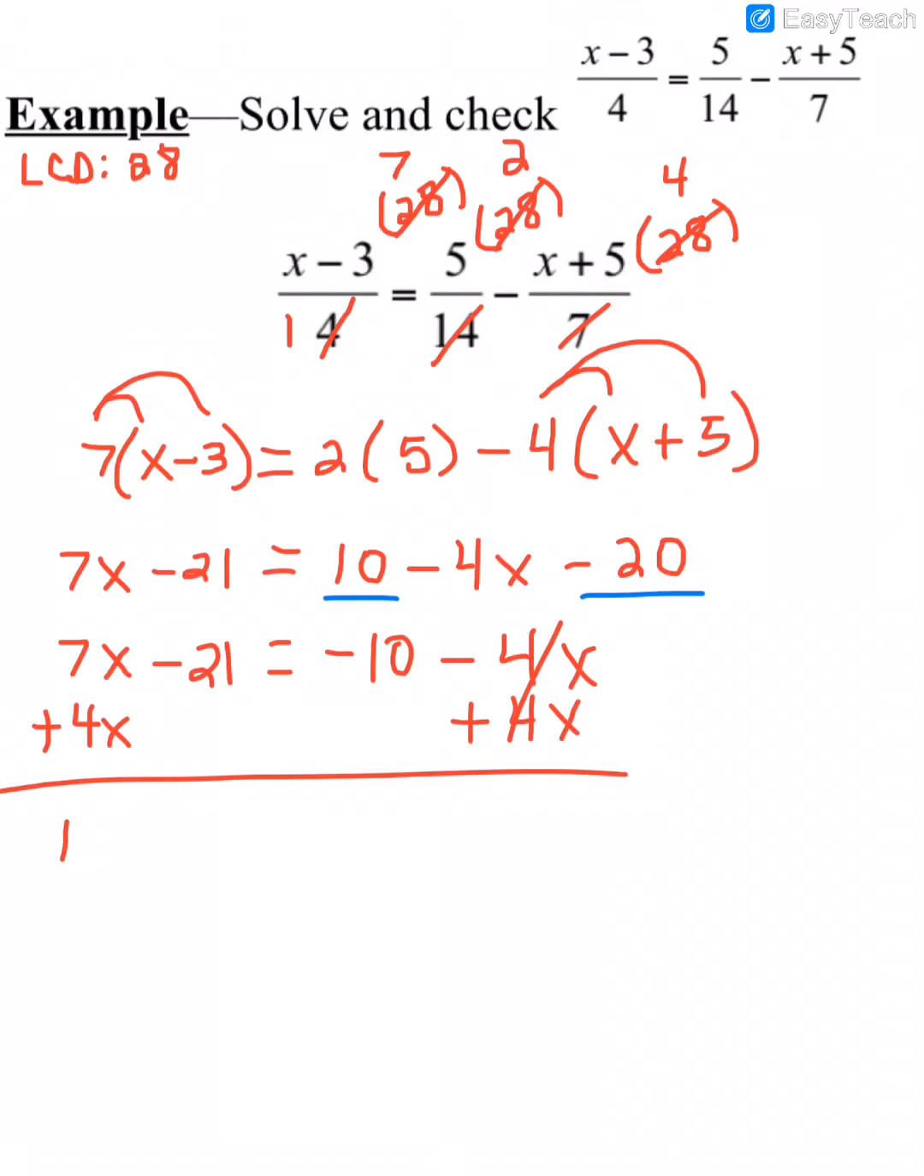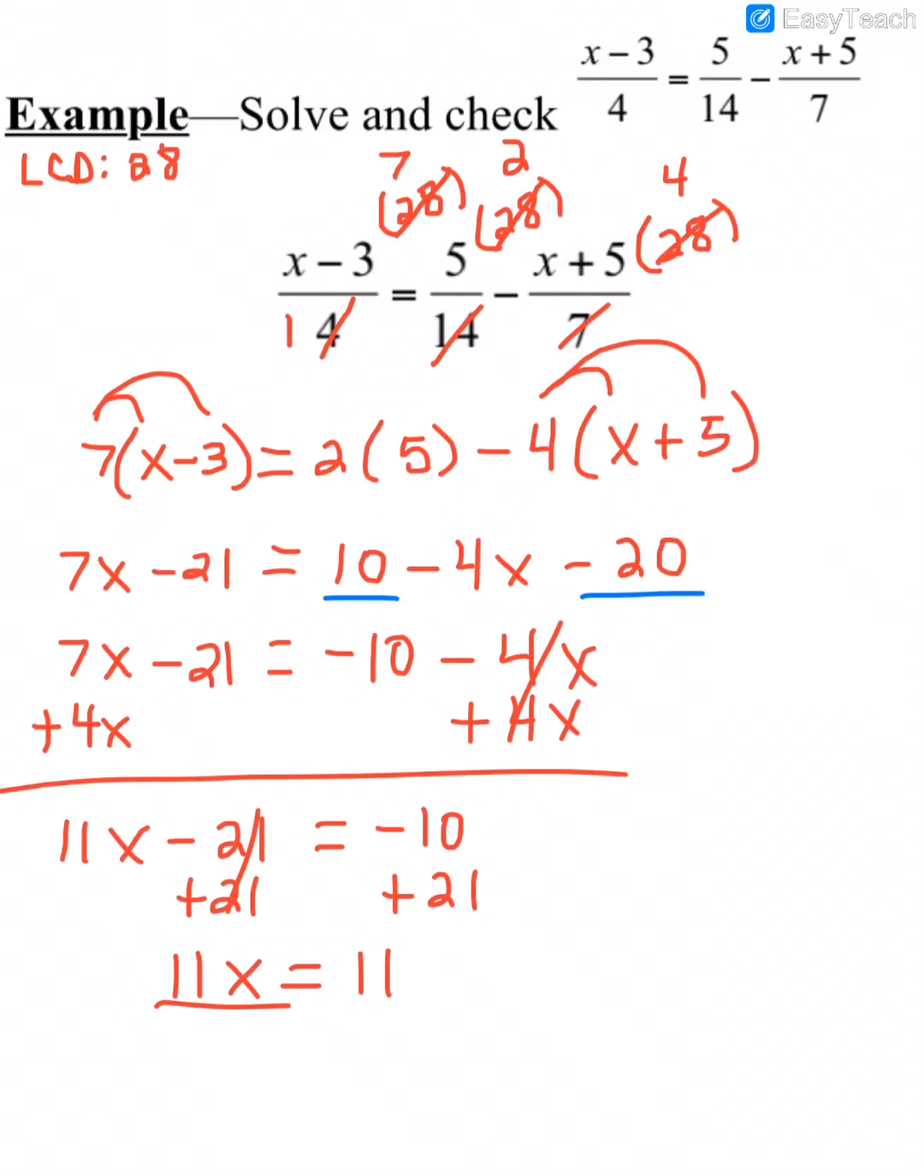Alright, so that gives me 11x minus 21 equals negative 10. Okay, so then I'm going to add 21 to both sides. And that gives me 11x equals 11. Divide by 11, and x equals 1.